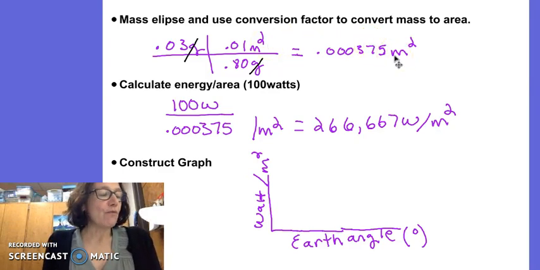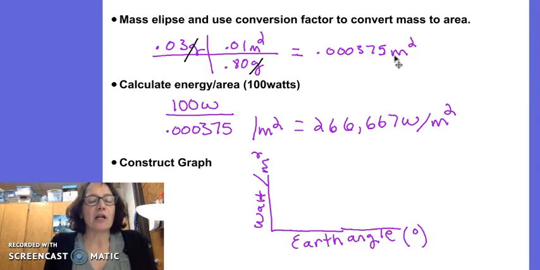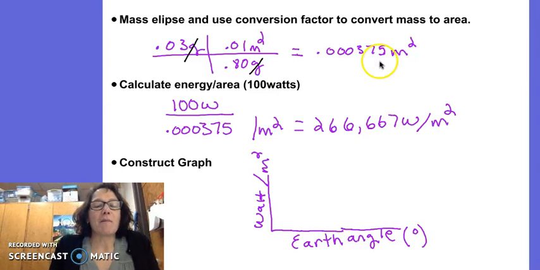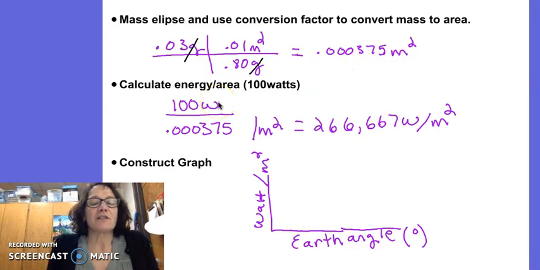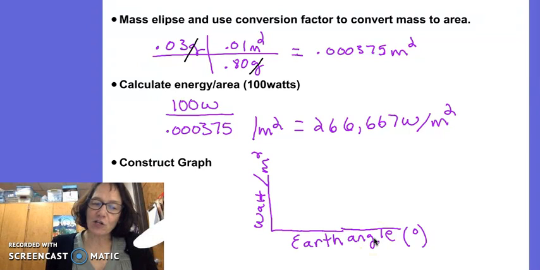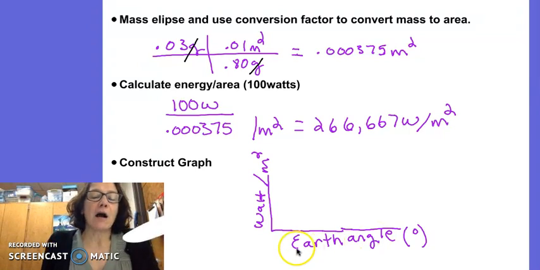And then we want to know the amount of energy per unit area. So we're going to assume a nice round number of 100 watts of energy from the sun divided by my area, and I will convert that into the number of watts per meter squared. I'm then going to create a graph of my data where I have the angle of the earth, which actually corresponds to latitude, plotted against my variable of watts per meter squared.